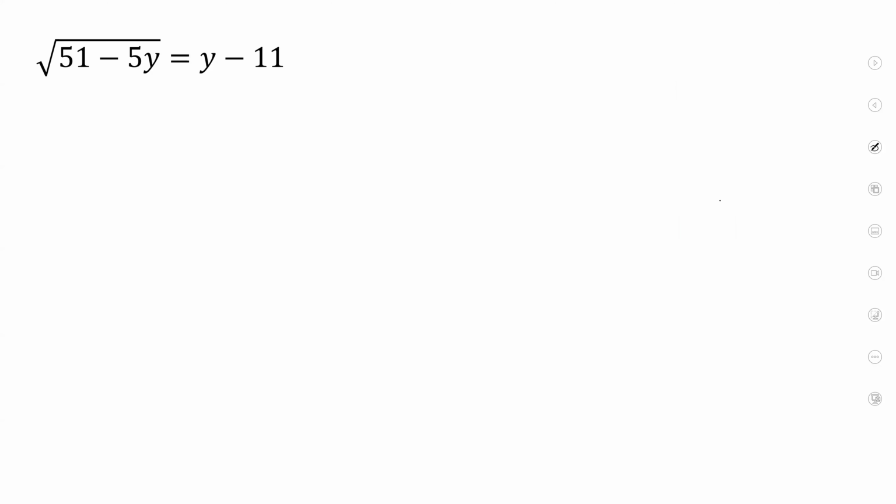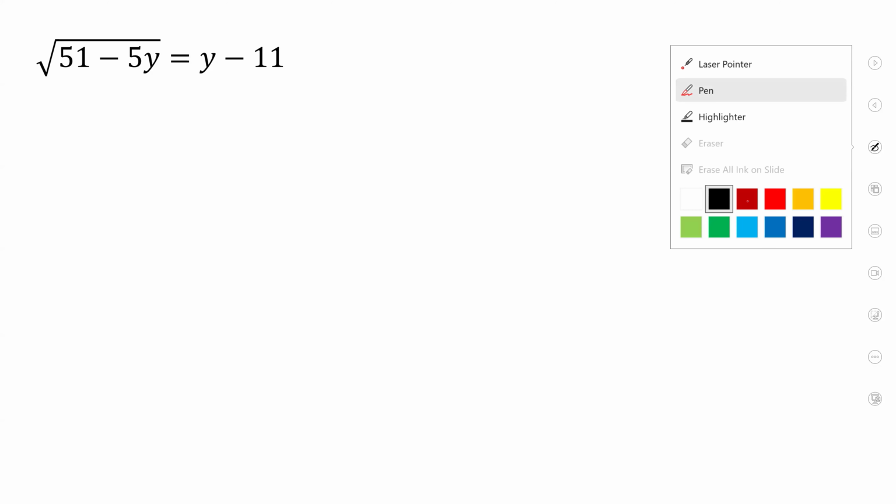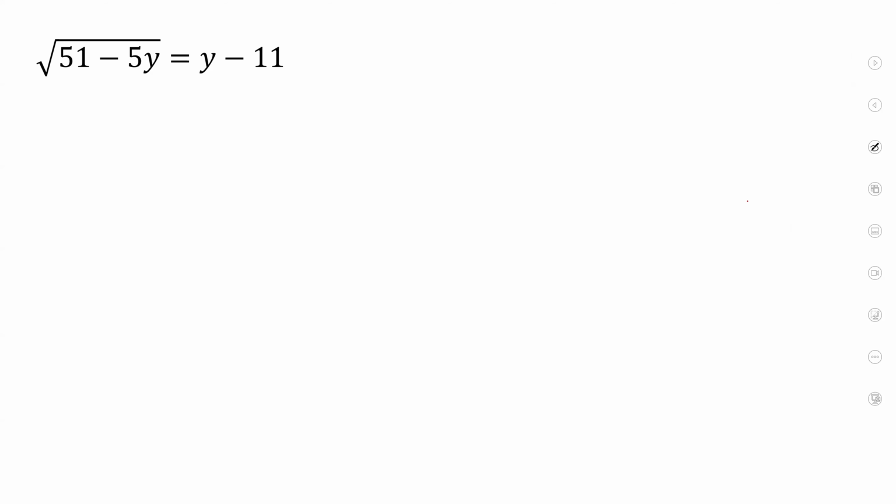All right, so I'm just going to go ahead and I'm going to square both sides because the radical is already by itself over here. You need to square the entire thing. The square root cancels out with the squared. What I have is 51 minus 5y equals, this is a squared. That means you write it 2 times.